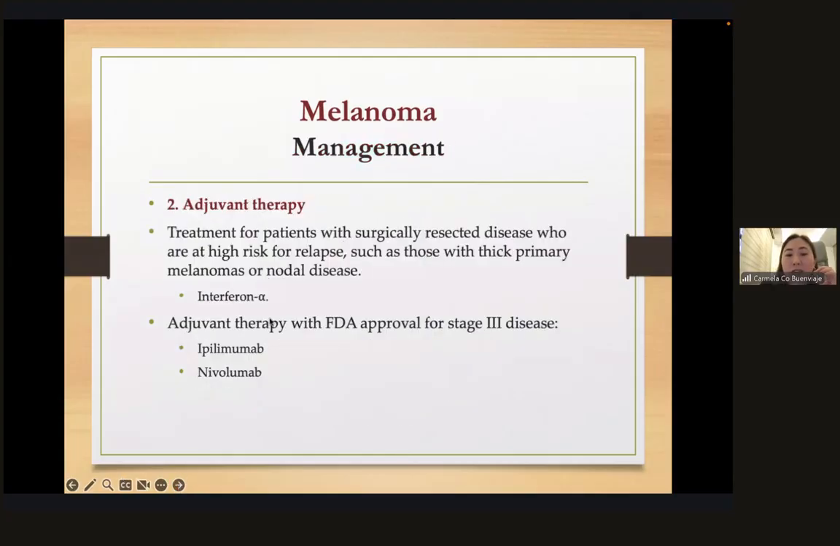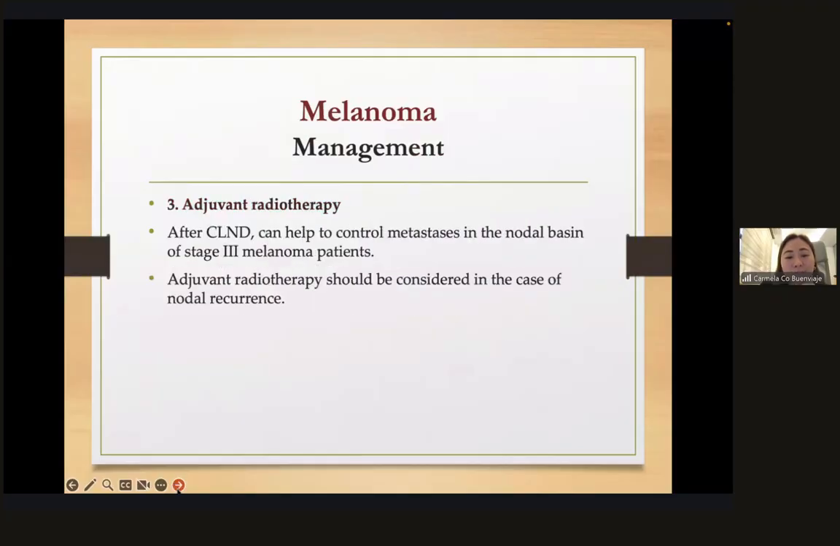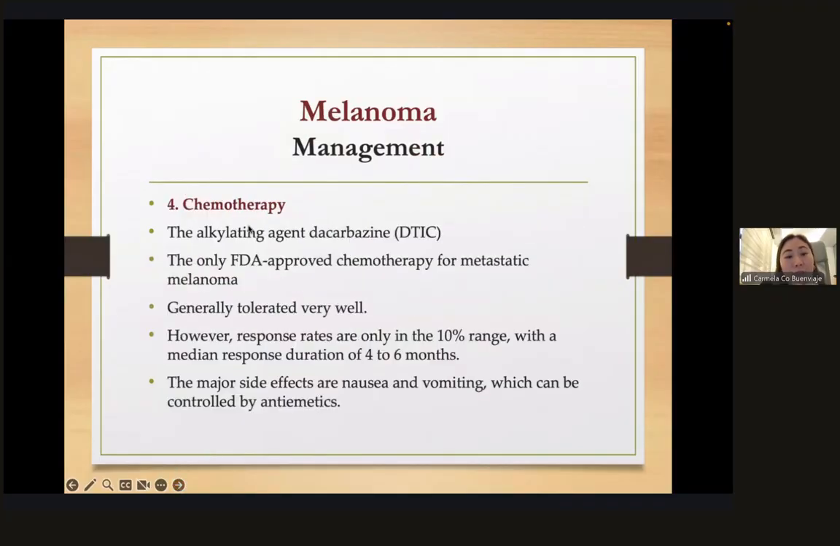Okay, next, we can do adjuvant therapy. For example, with interferon alpha and adjuvant therapy, approved for stage 3 disease are these drugs, ipilimumab and nivolumab. Okay, for adjuvant therapy. Then for chemotherapy, the alkylating agent dacarbazine is the only FDA-approved chemotherapy for metastatic melanoma.